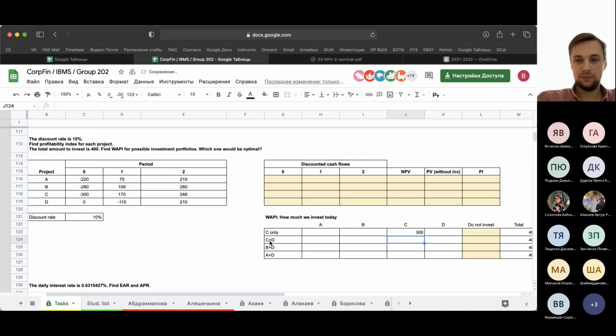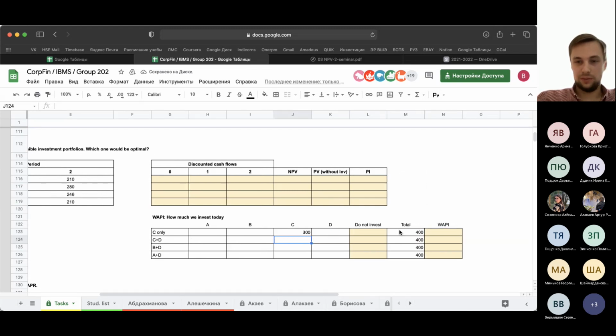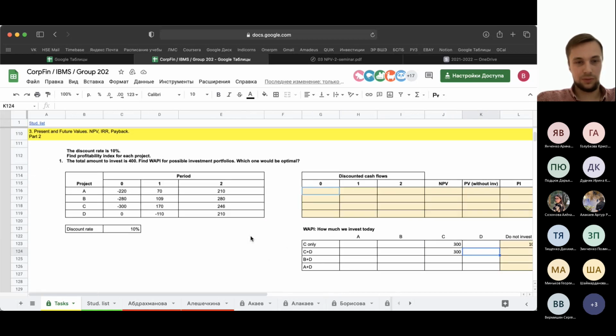300, yes. Also, we have the total amount of investment, our budget constraint, the money that we have, and we can calculate what part of this money we do not invest. So we can just subtract 300 from 400, and here we have 100. And you can do the same thing for all the options. For example, if we invest in C and D, we put 300 here. We put 110.